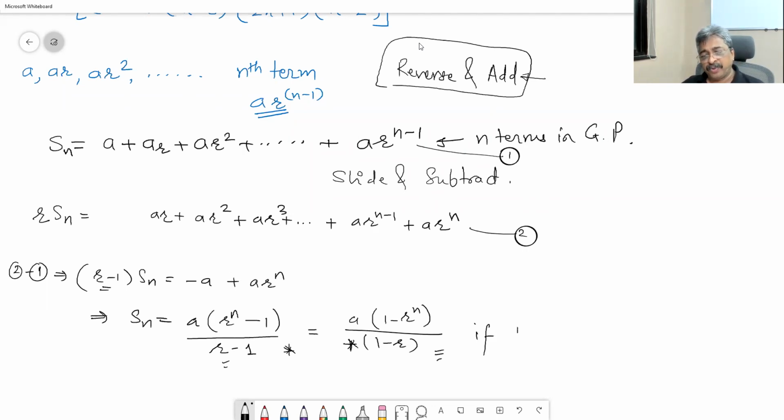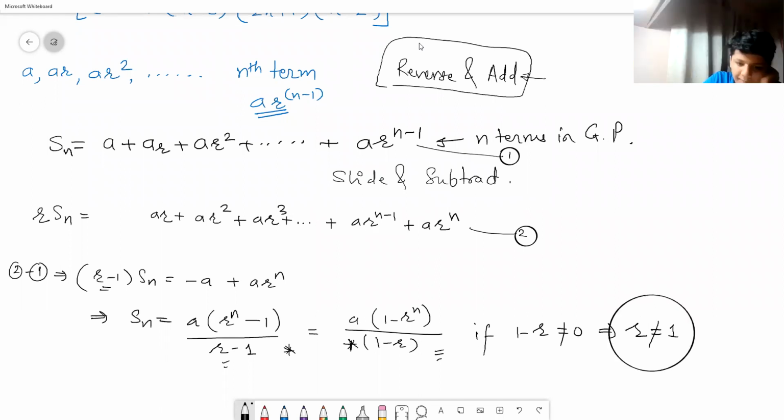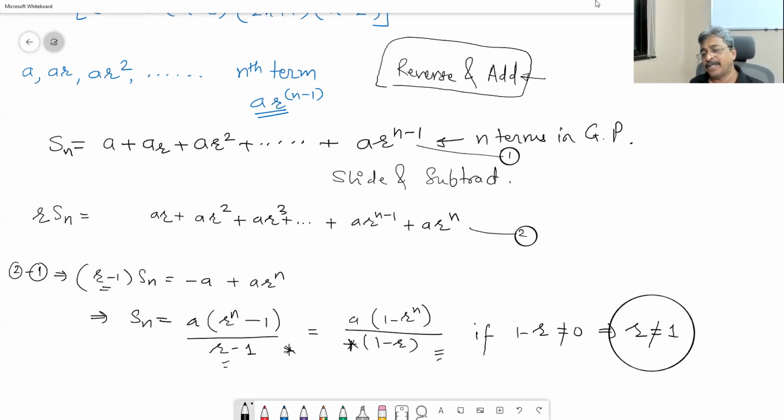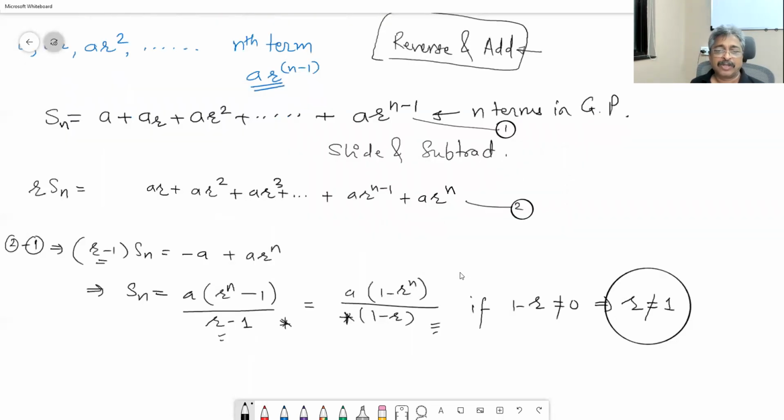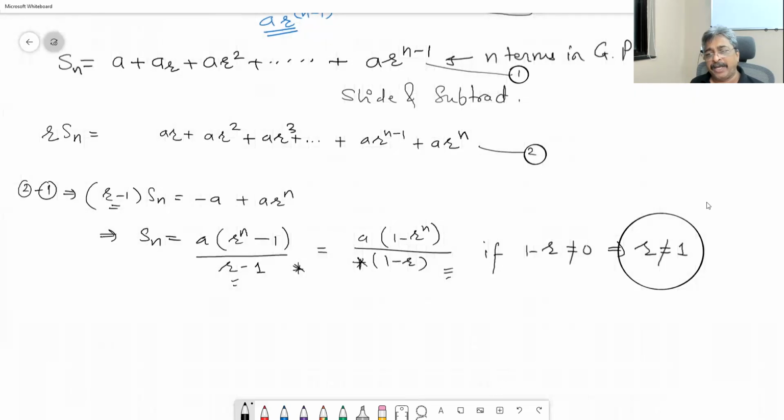Now, see, we have to be alert here because we are putting something in the denominator. If 1 minus r is not equal to 0, that means r is not equal to 1. This formula is true when r is not equal to 1, because you will be in trouble. But for r equal to 1, adding them is very easy. So this is the formula if r is not equal to 1.